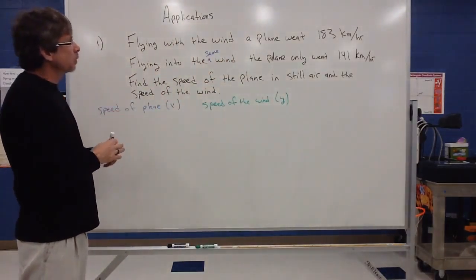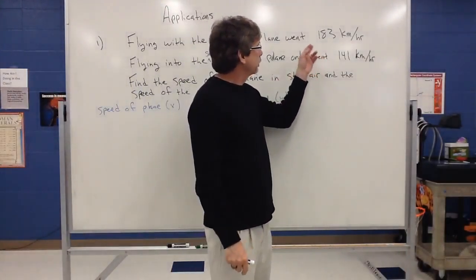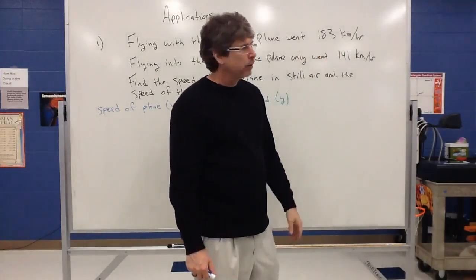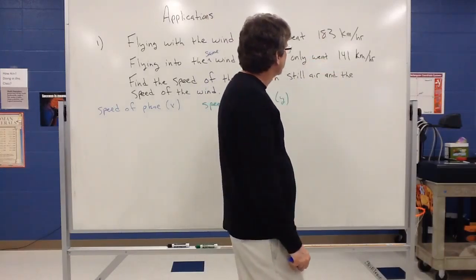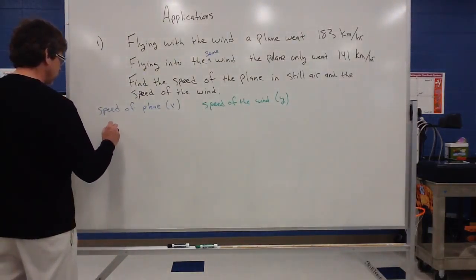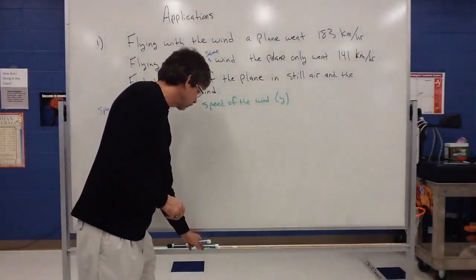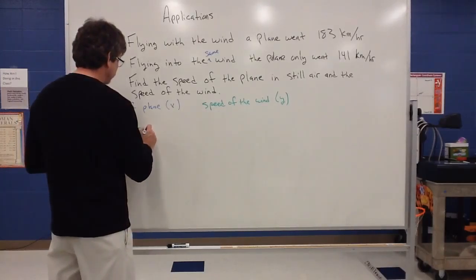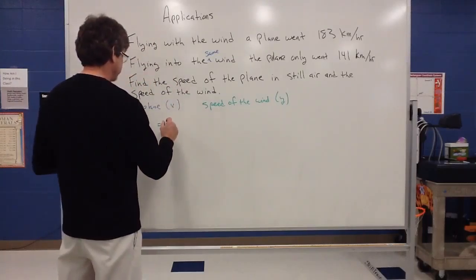Now, one of the things I can do is just make up some numbers. I know that the plane speed has to be between these two numbers. So I might just pick a number halfway between those, maybe about 155 or so. So let's suppose I said 155 was the speed of the plane. What would I have to add to that to get that 183?